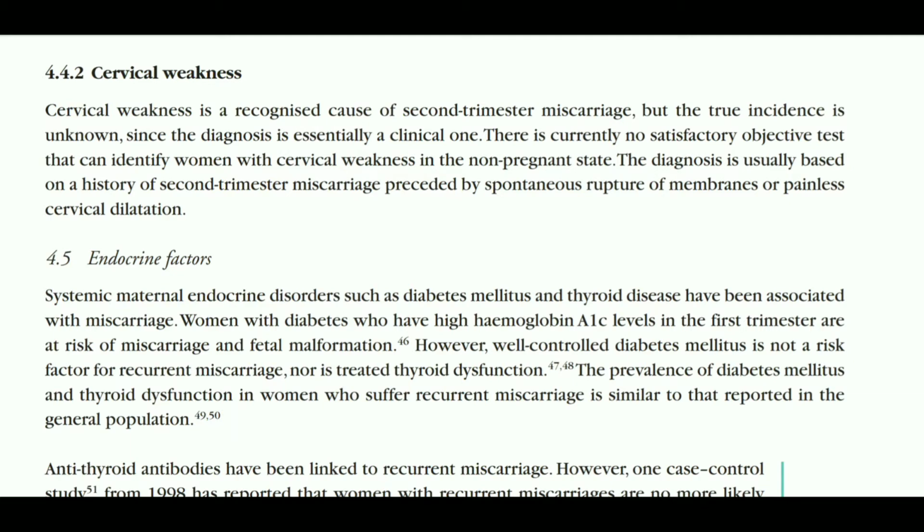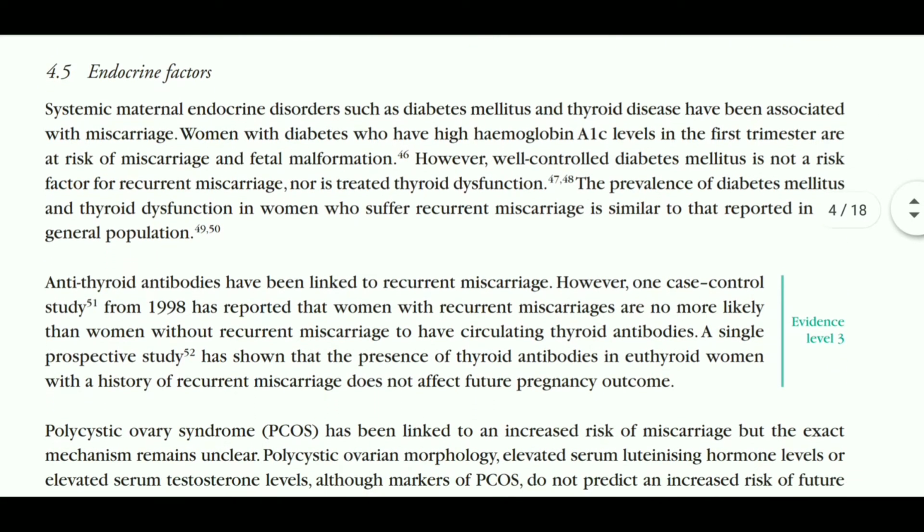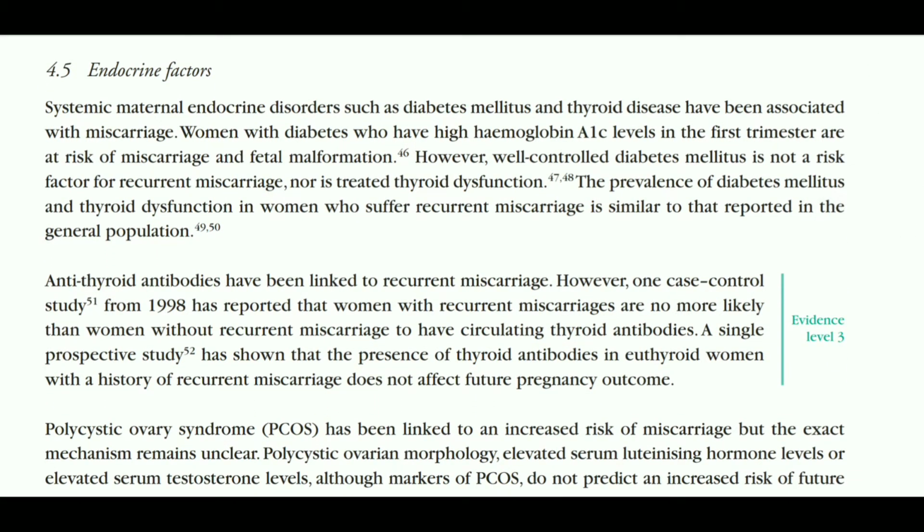Now coming to the endocrine factors. Systemic endocrine disorders such as diabetes mellitus and thyroid diseases have been associated with miscarriages. Women with diabetes who have high HbA1c in the first trimester are at risk of miscarriage and fetal malformation. However, well-controlled diabetes mellitus is not a risk factor for recurrent miscarriages, nor is its treatment, nor is it related to thyroid dysfunction. The prevalence of diabetes and thyroid dysfunction in women who suffer from recurrent miscarriages is similar to that reported in the general population.